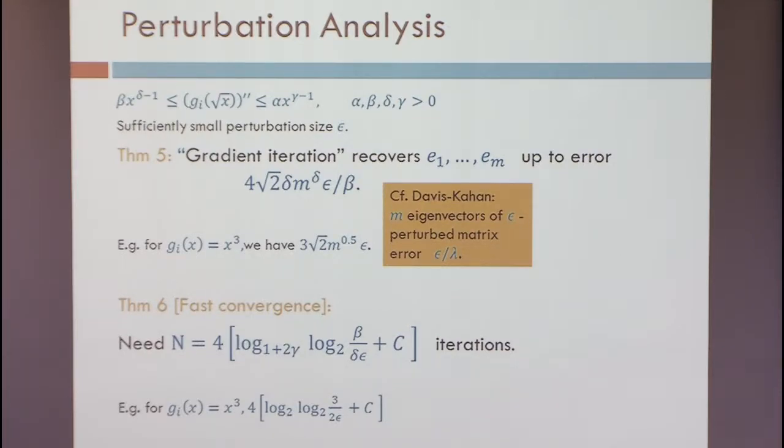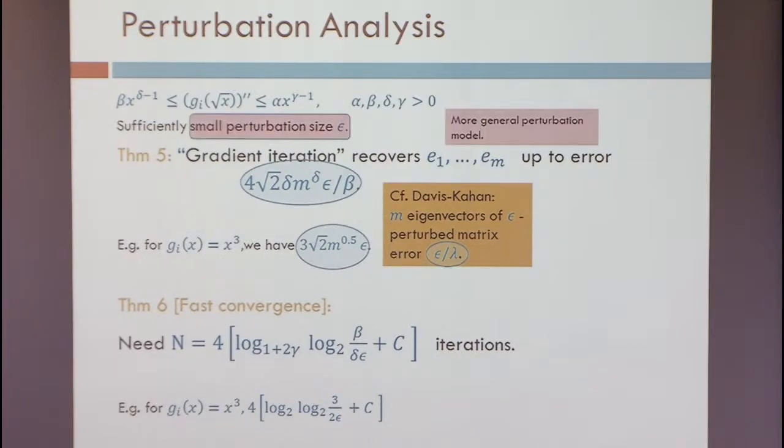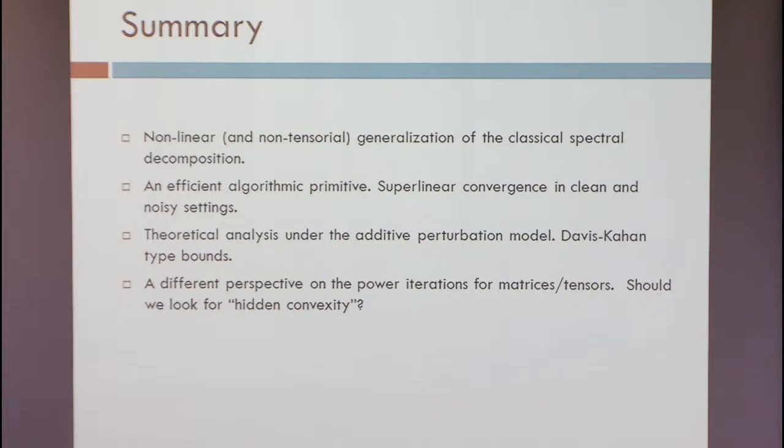Okay, so maybe I should summarize. First, there is a nonlinear, non-tensorial generalization of the classical spectral decomposition. Second, it's an efficient algorithmic primitive with some sort of superlinear convergence. And we provide theoretical analysis of an additive perturbation model, with analogs of Davis-Kahan type bounds.